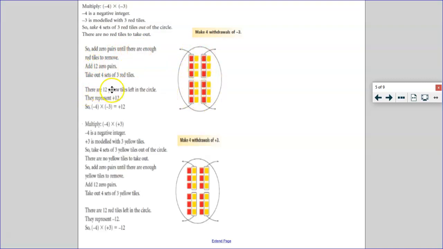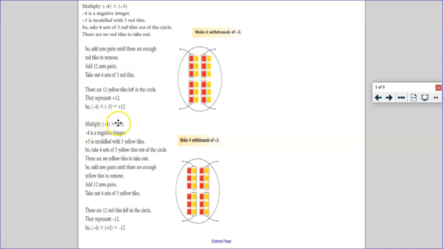Now there are 12 yellow tiles left, then you take out 4 sets of 3 red tiles. That's this, 4 sets of 3 red tiles. Take out red. So out they took, and then they would be left with the 12 positive tiles. So negative 4 times negative 3 is positive 12. I know this is a little bit confusing. I will do some where I'm actually moving the manipulatives instead of just a still picture.